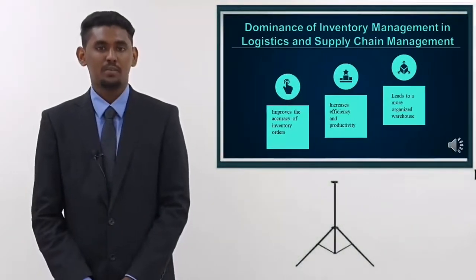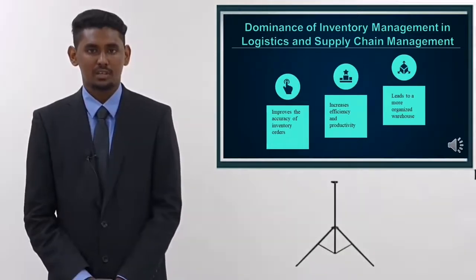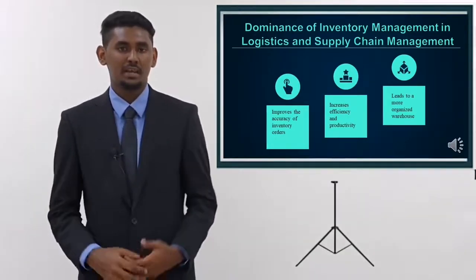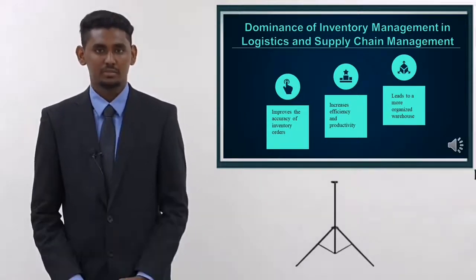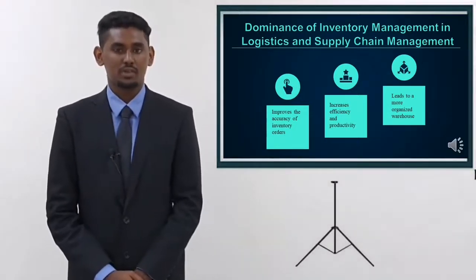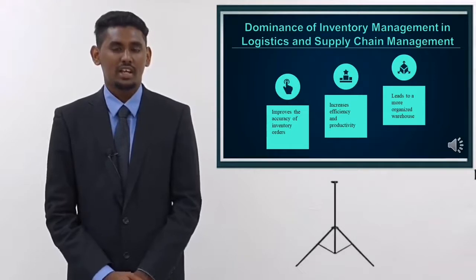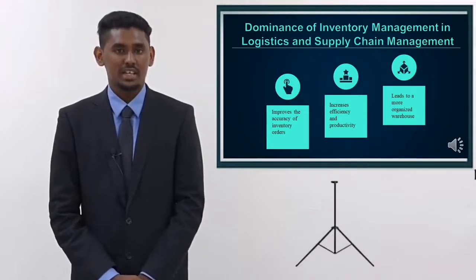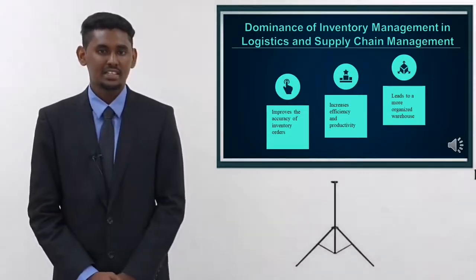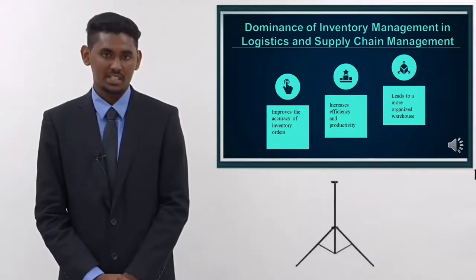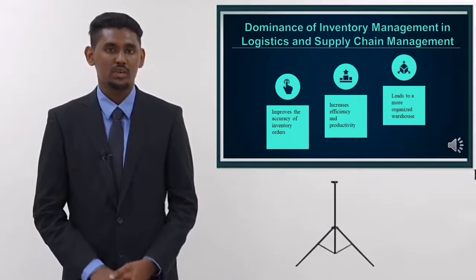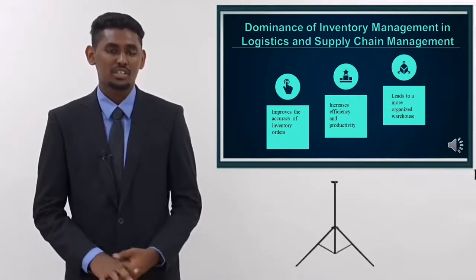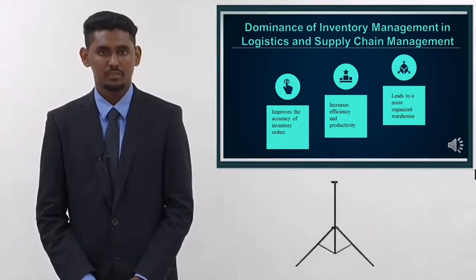The first is improved accuracy of the orders. A proper inventory management helps us to figure out how much stock we should have on hand. This will prevent us from product shortages and allow us to keep just the right amount in the inventory. The second is that it leads us to a more organized warehouse. If your warehouse is not well organized, you will have a bad time adjusting your inventory stock levels.